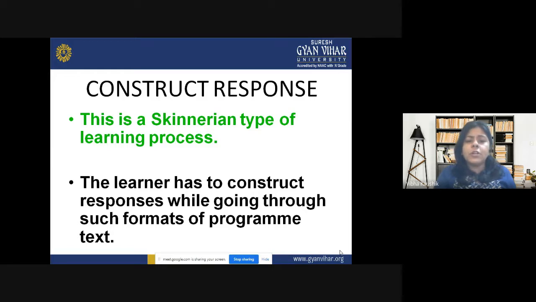The learner has to construct responses. Means in this approach, the learner has to construct their responses while going through such formats of program text. Now, they have to give the response. On the basis of the response, they will get the information whether they have mastered that particular information or not. So the learner has to construct the responses while going through such formats, means the program that is based on linear programming, such formats of program text.